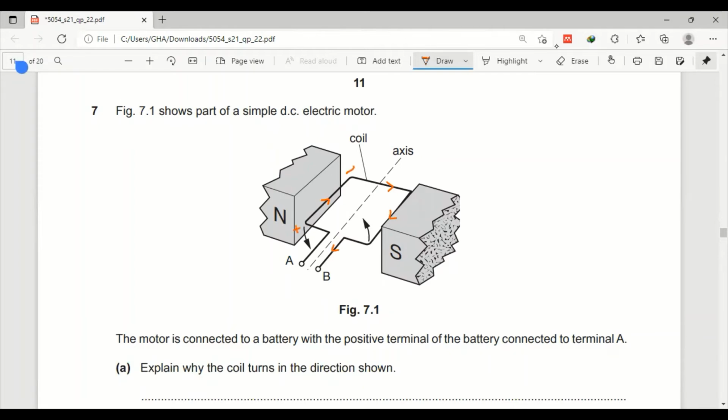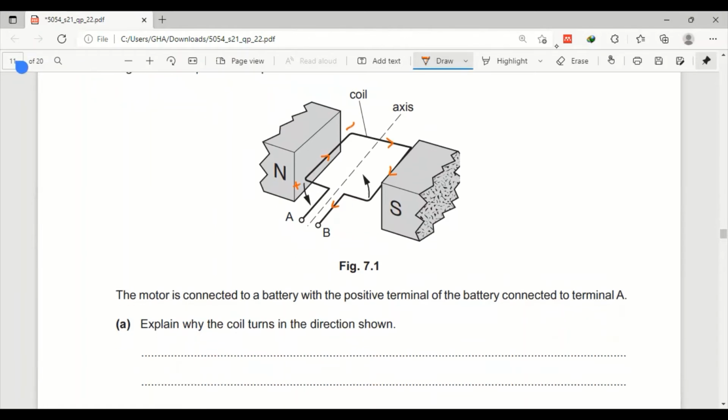And number 2, according to the Fleming left-hand rule, when a current carrying wire is placed perpendicularly inside the magnetic field, it experiences force, and due to the force, it rotates, and the force can be determined by using Fleming left-hand rule. So we have to write this.